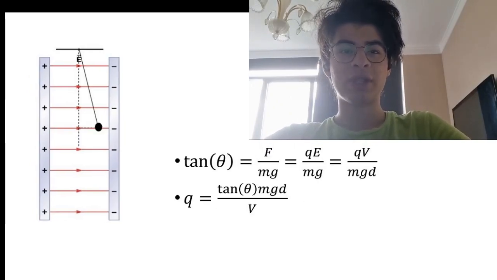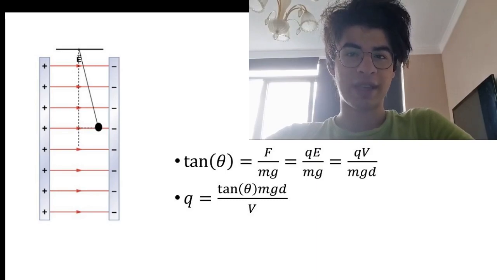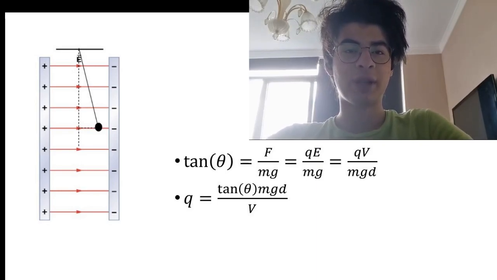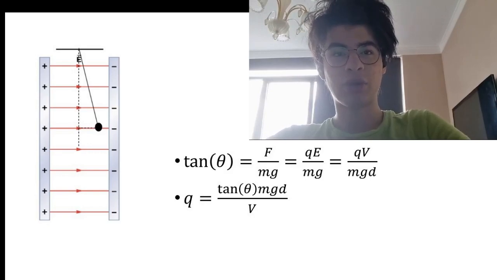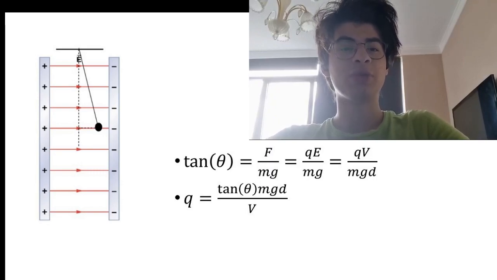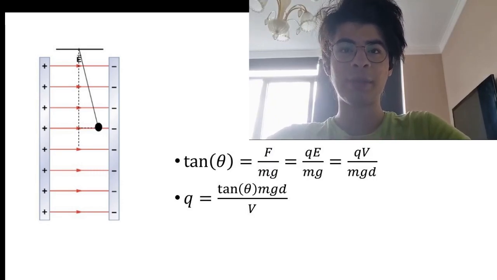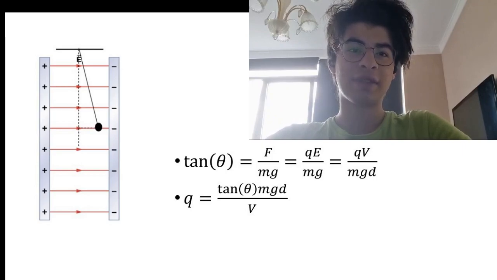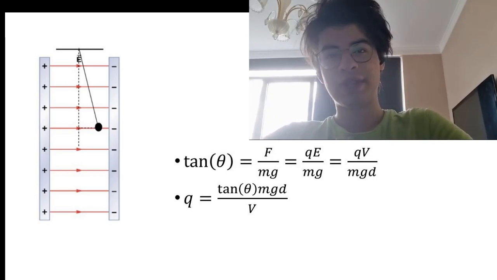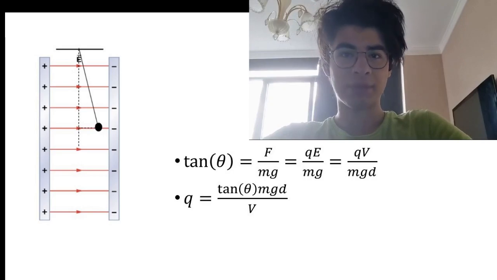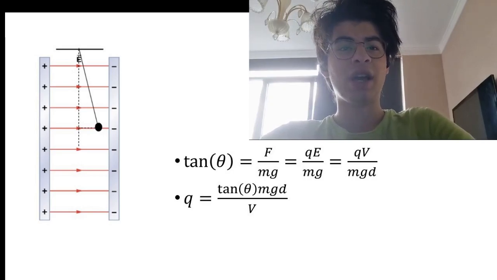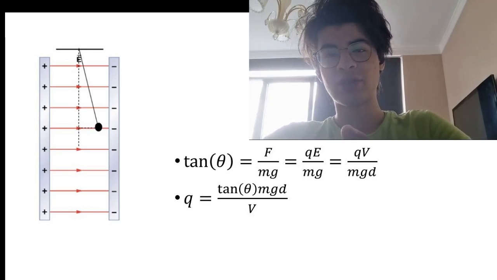We can use this information in a system like this, where an object with mass m and charge q is hanging between two parallel plates. We know that tangent theta is equal to the ratio of the electrical force applied to the object to the weight of the object. We also know that the electrical force is equal to the charge of the object times the electrical field applied to the object. From the previous part, we can express electric field as V over d, d being the distance between the plates. And by combining this information, we get Q is equal to tangent theta times m times g times d divided by the voltage. I can use this expression in the experiment to calculate the charge of the object.